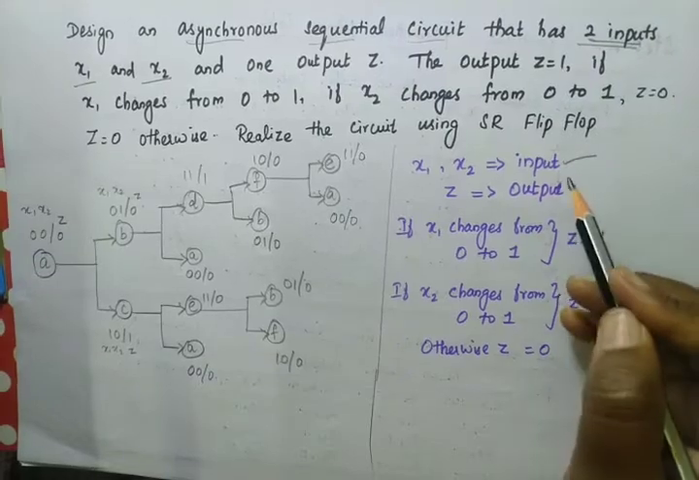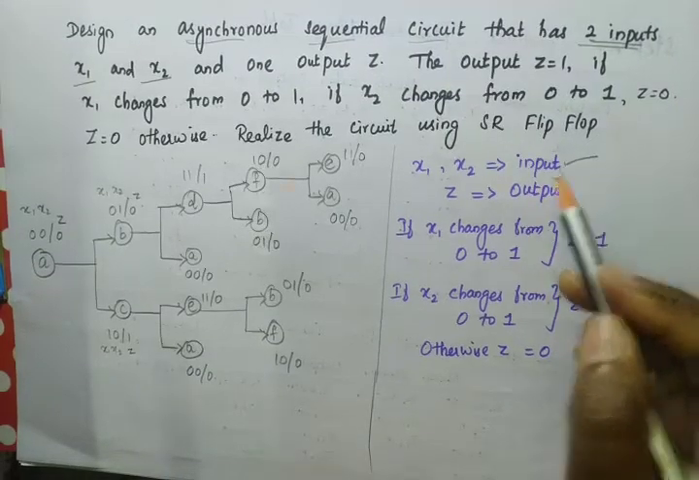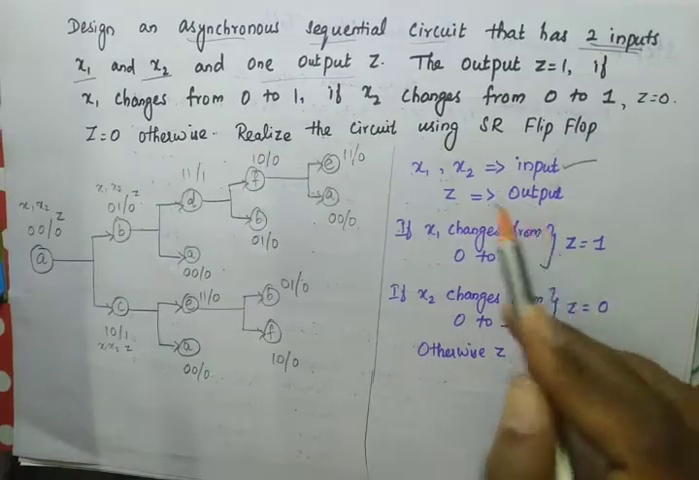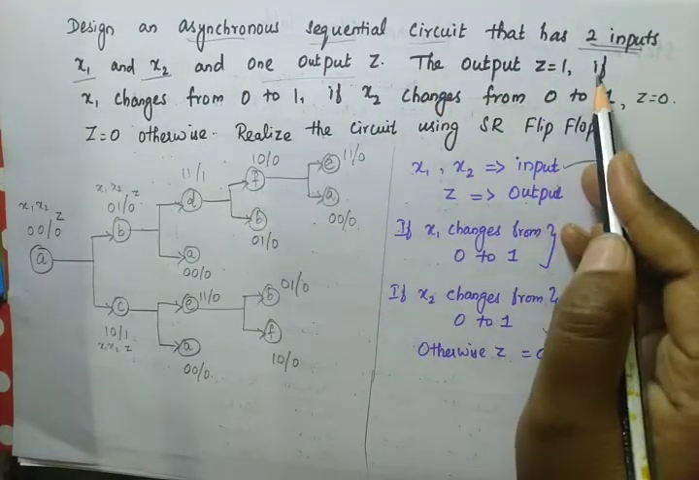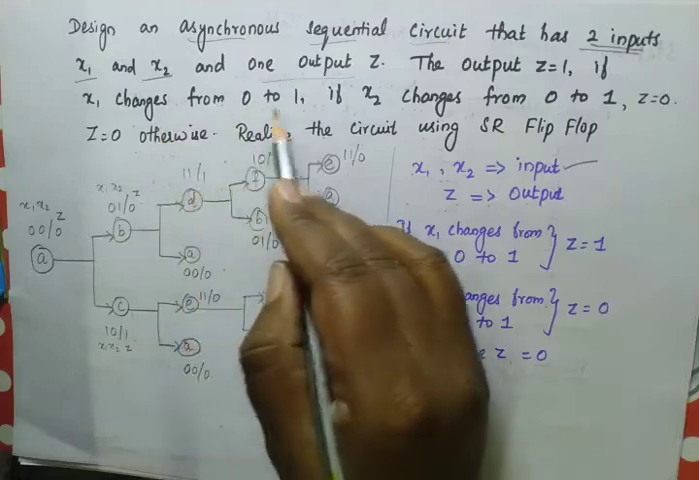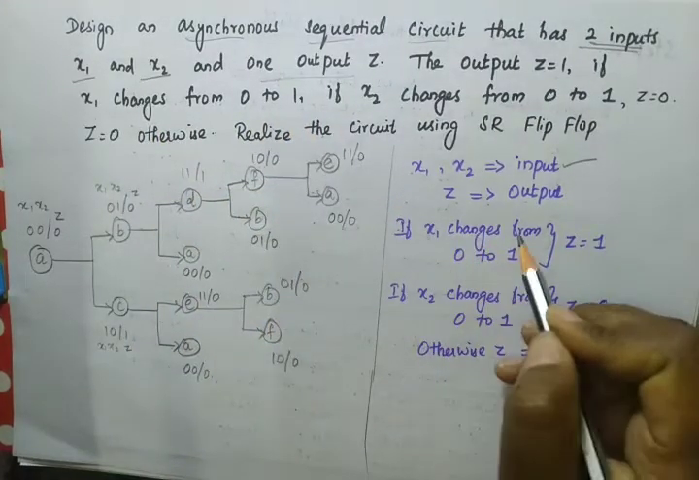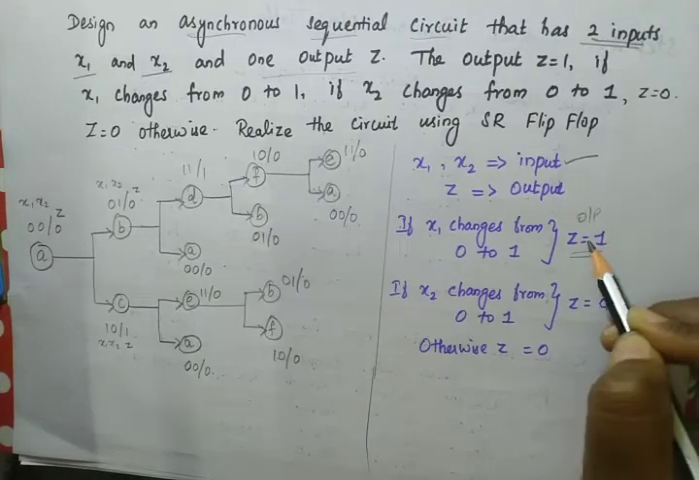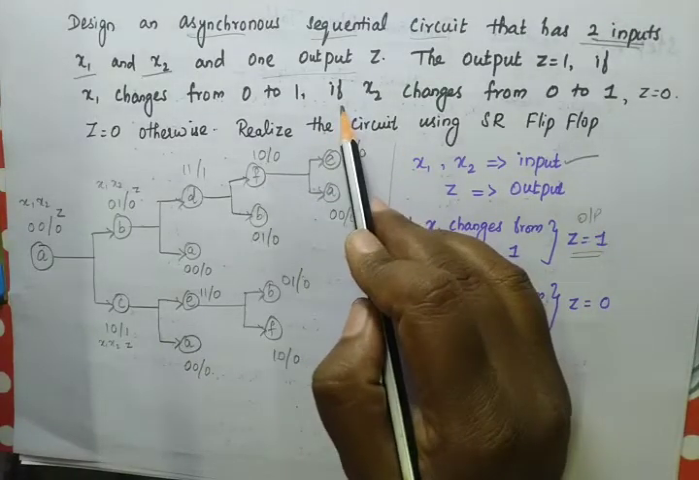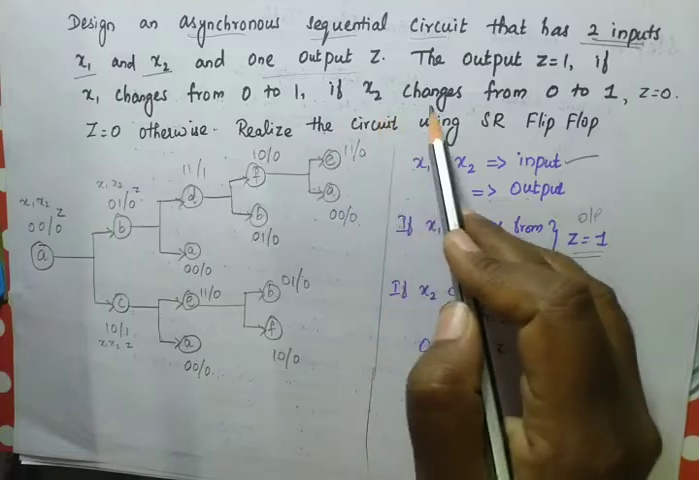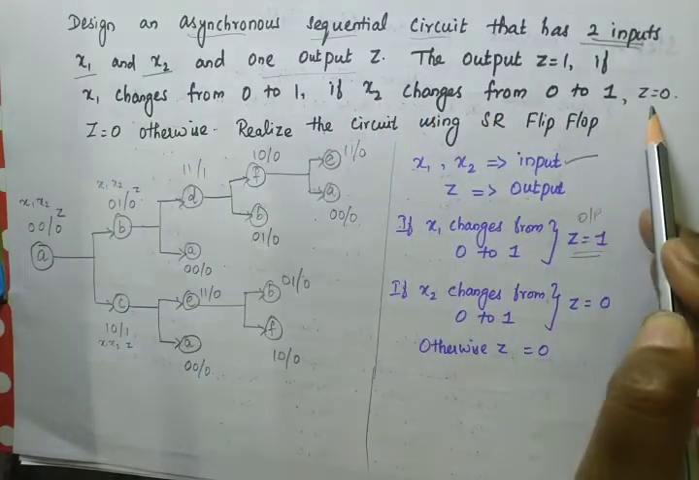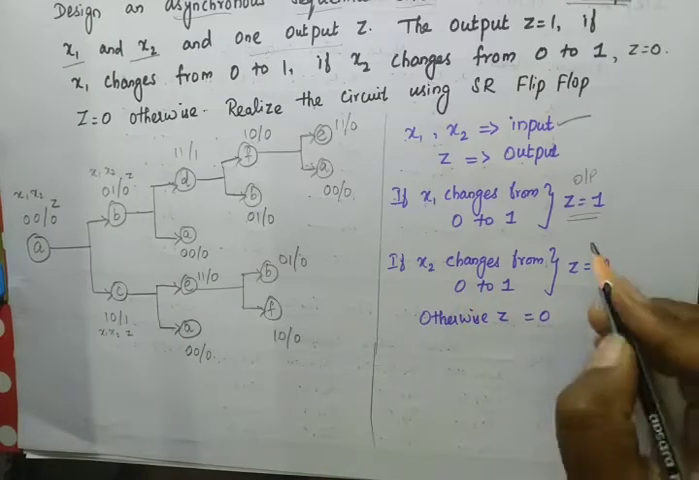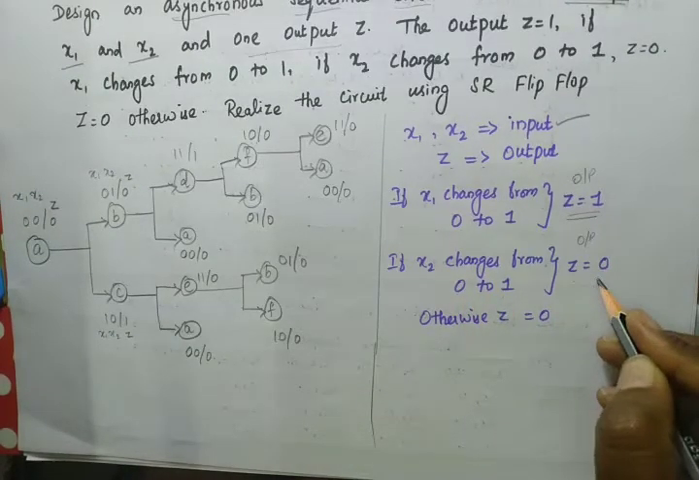So the two inputs are x1 and x2, and one output is z. The output z is equal to 1 if x1 changes from 0 to 1. Similarly, if x2 changes from 0 to 1, the output z is equal to 0.